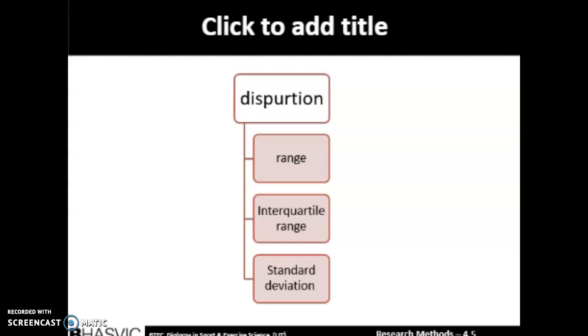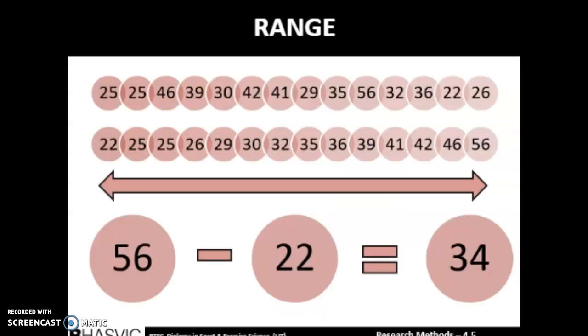Next, we're moving on to talk about dispersion. Dispersion comes in three formats: range, interquartile range, and standard deviation. So range I've briefly spoken about before. Range is the difference between the biggest number in the dataset and the smallest number in the dataset.